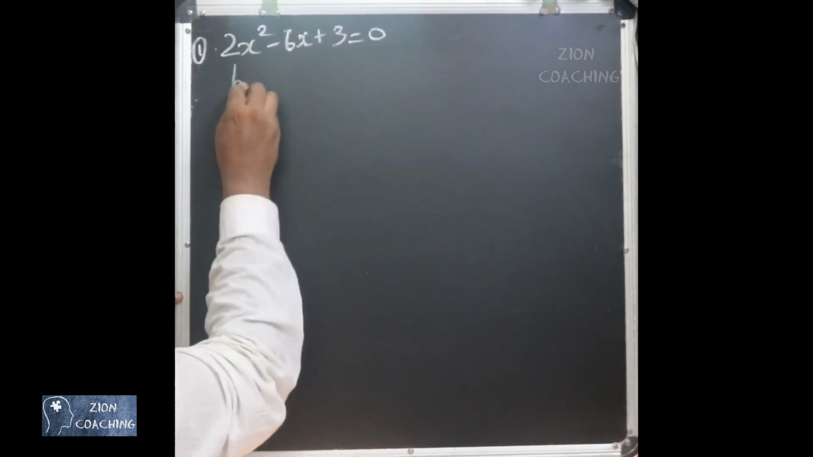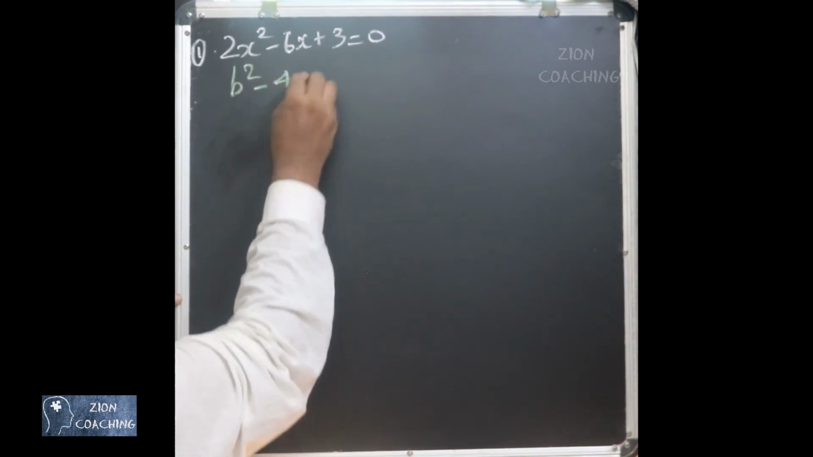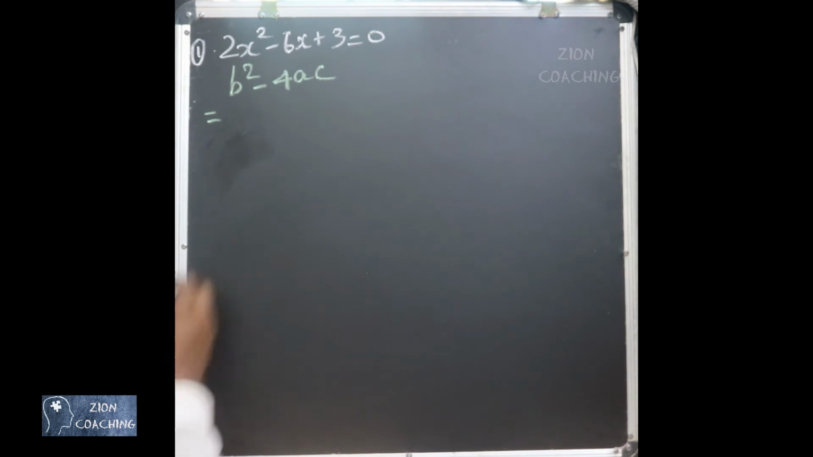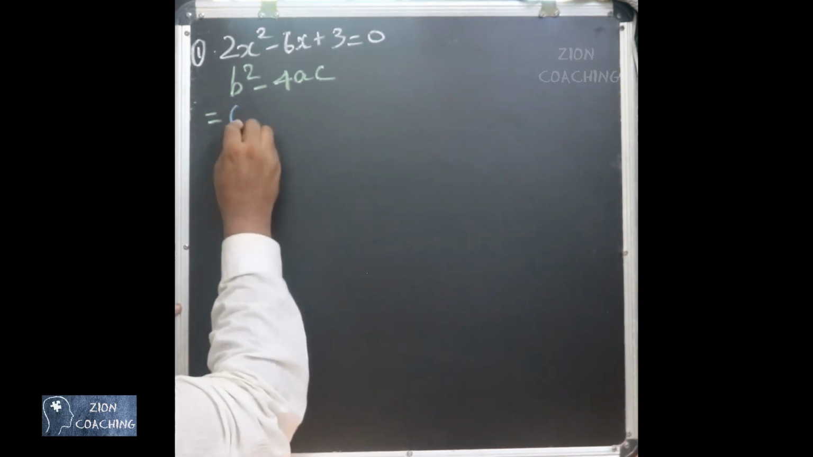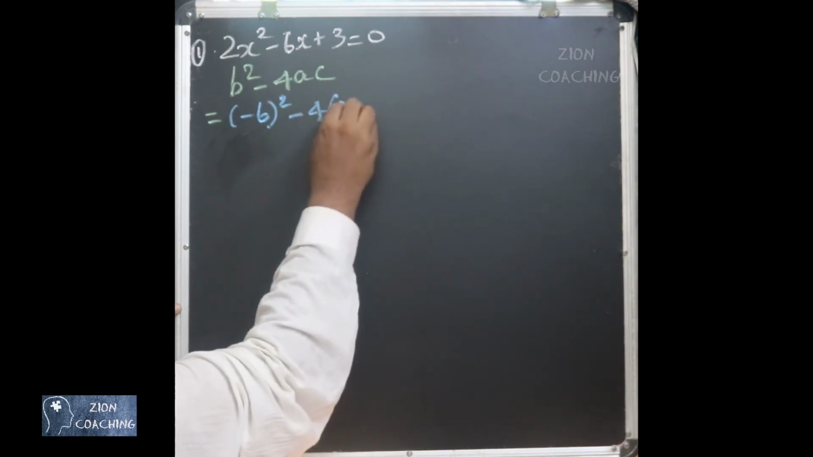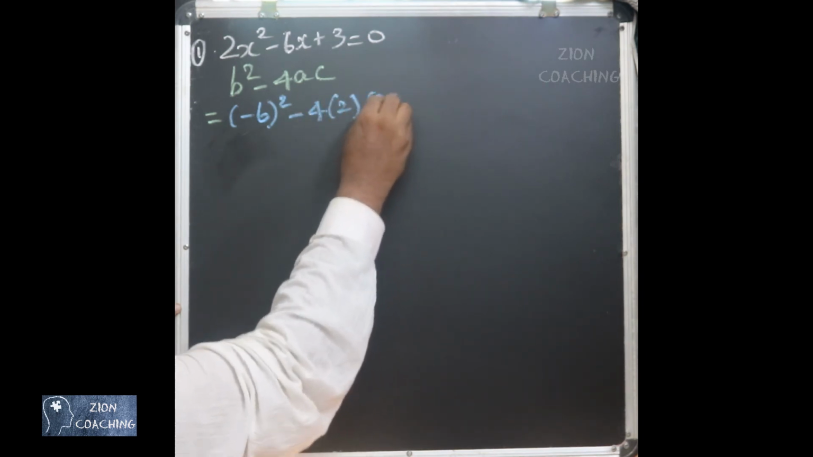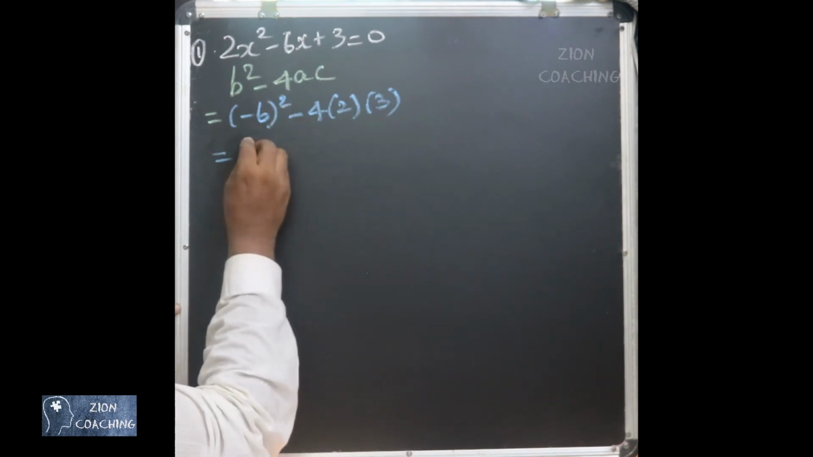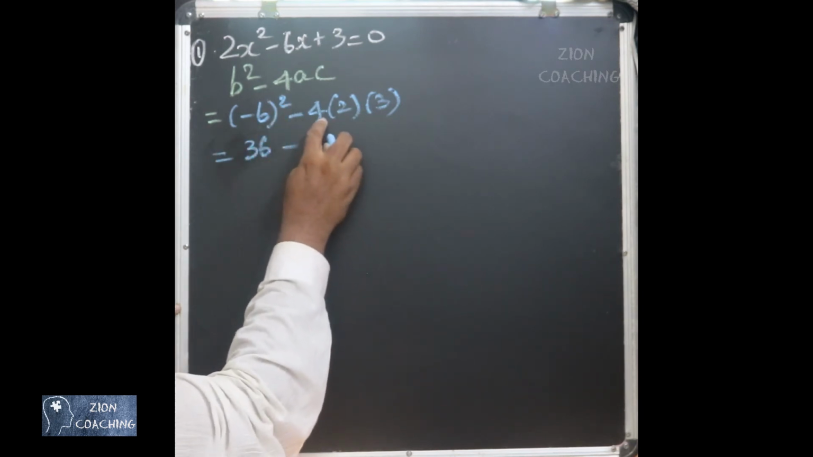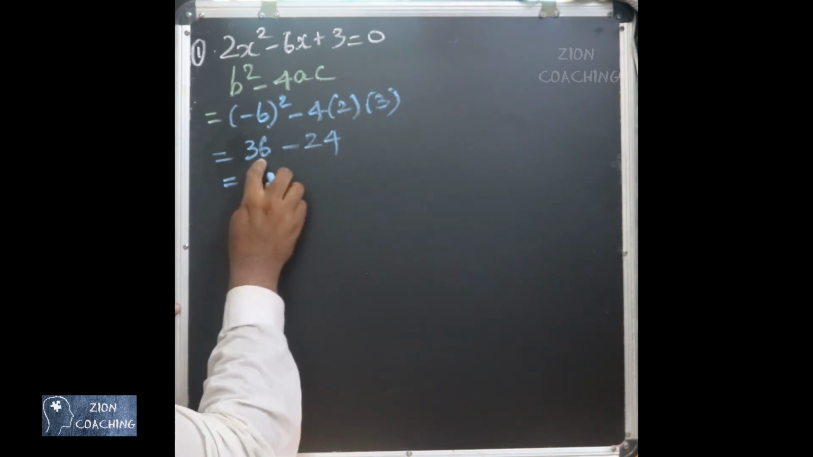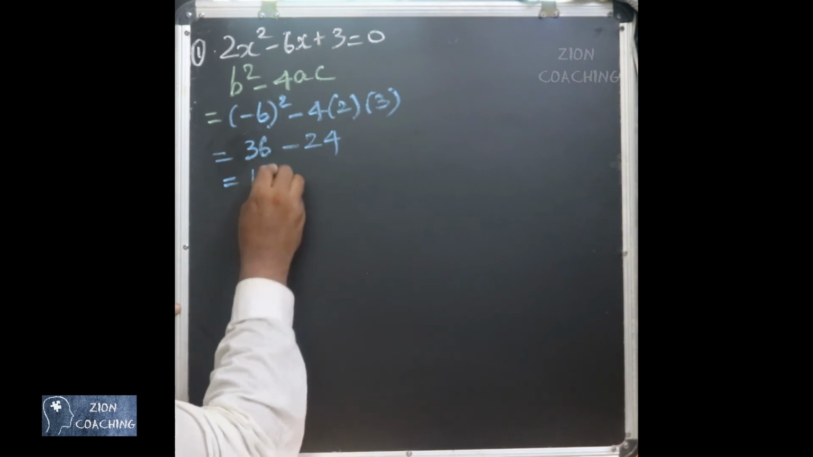Find the discriminant value first, b squared minus 4ac. Substituting the values, we will have b value is minus 6, so minus 6 the whole square minus 4 into your a value, that is 2, into your c value, that is 3. So we are going to have minus 6 squared is 36 minus 4 2s are 8, 8 3s are 24. So it is going to be 36 minus 24, that is 12.